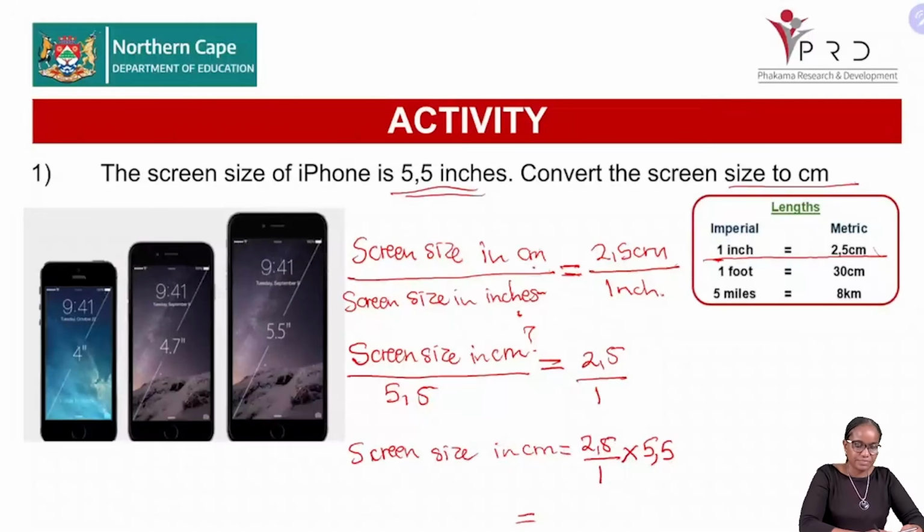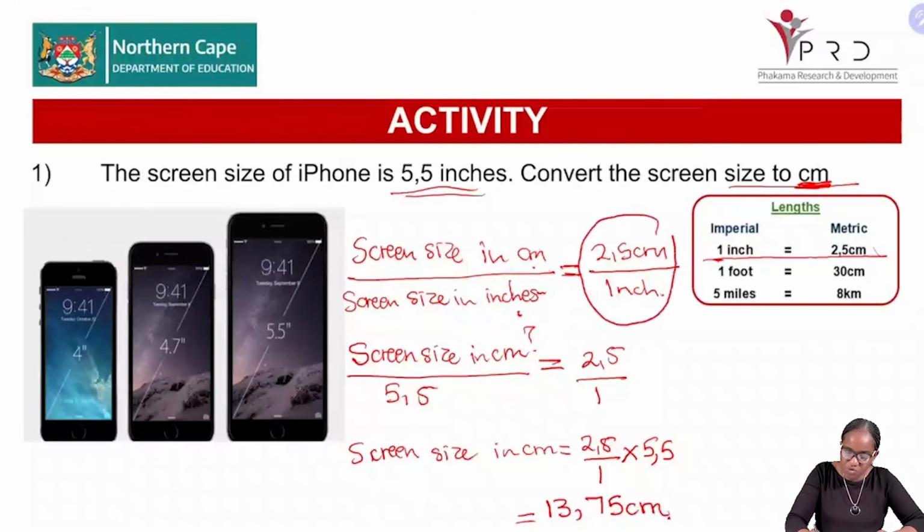What do you get? Make sure you always carry your calculator into the lesson. Right. Punching that in your calculator, you should be able to get 13.75. What are the units, class? We wanted the size in centimeters. So this is our screen size in centimeters. So this is how we work out our conversions using what we have as our conversion factor. Let's move to the next activity.